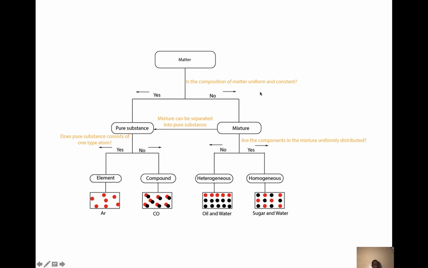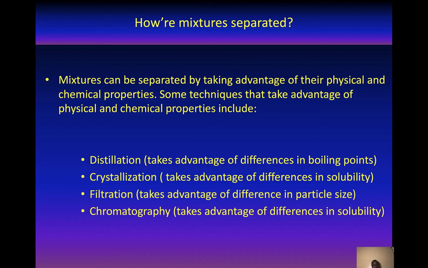But in nature, most things exist as mixtures. Only few things exist in pure form. So, mixtures are usually separated to get pure chemicals. So how do chemists do this? Chemists usually do this by taking advantage of the physical and chemical properties of these chemicals. So let's look at some of the techniques they use.